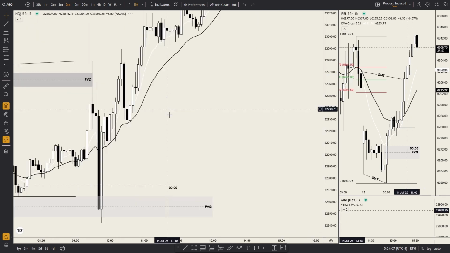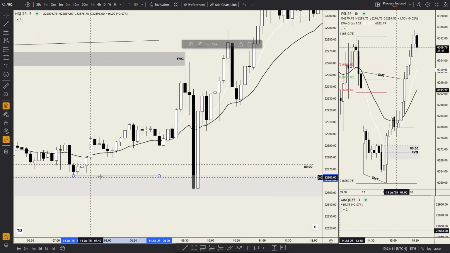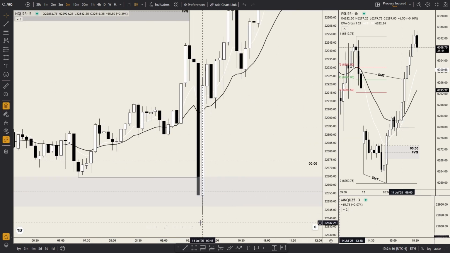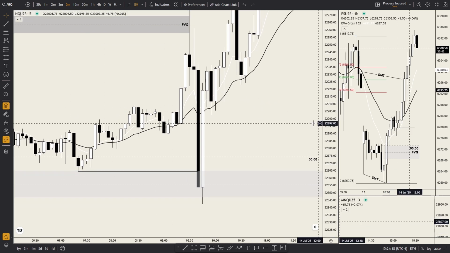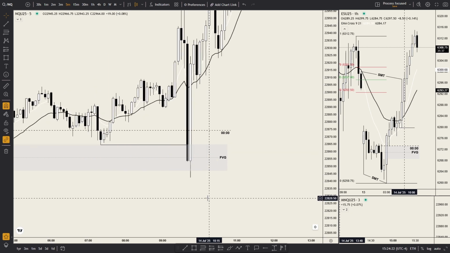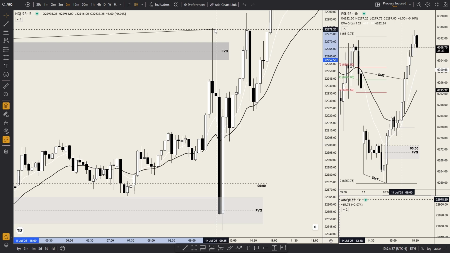Now there was a really nice 5-minute inversion fair value gap right here, which I was looking to take. However, we ended up stalling inside this gap and then getting a massive closure below, taking out my draw on liquidity. So after seeing that, the trade was then invalid and I couldn't find my entry. So I was then looking for another entry higher off my bias from the morning.